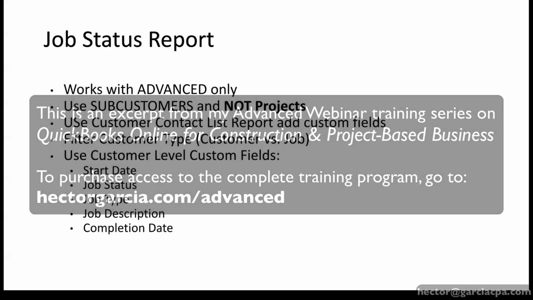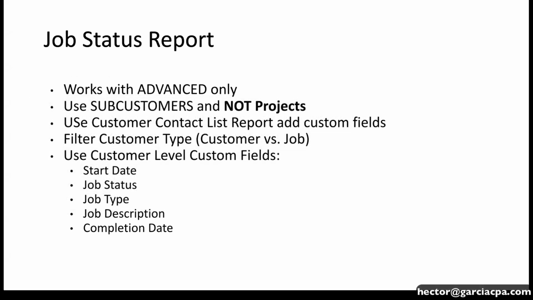So we're going to start with a job status report. That's the first report we're going to build. Again, this only works in QuickBooks Online Advanced. You need to use sub-customers, not projects. You're going to use the customer contact list report with custom fields to see your job status report.